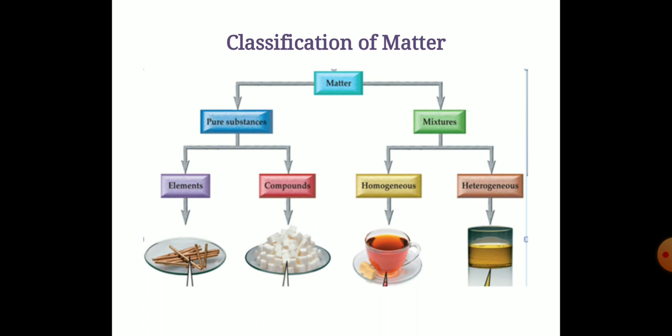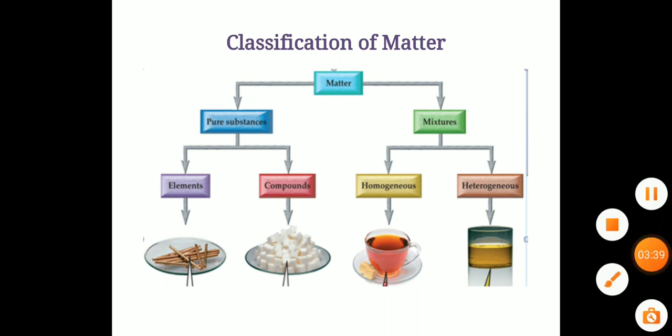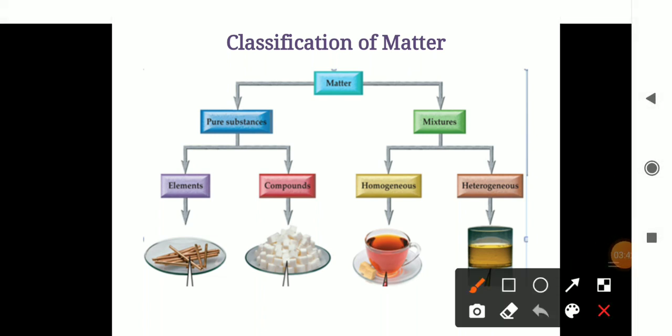Dear students, look at the flowchart here, how it is given. Initially the matter is of two types. One is pure substances and the other is mixture, which can also be called impure substances. So basically we have two different types of matter: pure substance and impure substance. Now the pure substance is of two types, element and compound. About what is pure substance and what is impure substance, we will see in the next slide. This slide is only given to understand how matter is classified.